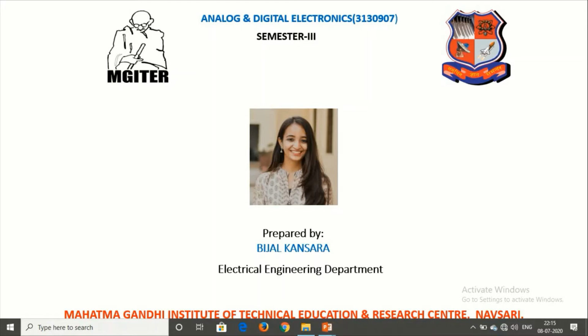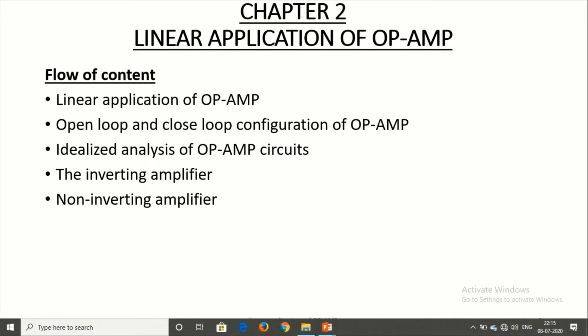Today we start chapter number 2 from the subject Analog and Digital Electronics. In this video, we are going to talk about linear application of op-amp, open and closed loop configuration of op-amp, idealized analysis of op-amp circuits, the inverting amplifier and non-inverting amplifier.